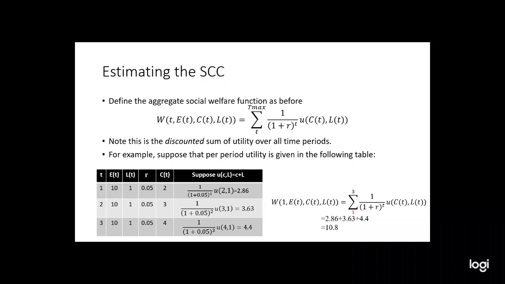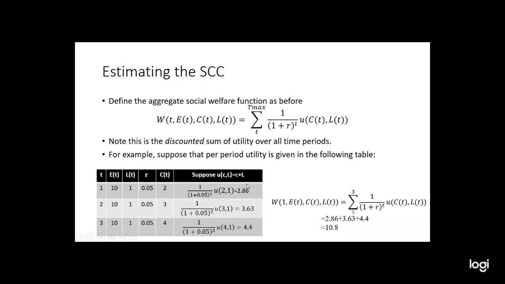For example, let's do a 3 time period example. Suppose that the per period utility is given in the following table. Time period 1, 2, and 3. Emissions are going to be 10 in each period. So this is just an example. It's unitless. Labor is 1 in every period. The discount rate is 5% in every period. And consumption is 2, 3, 4. Consumption is increasing. And suppose the utility function is just given by C plus L.